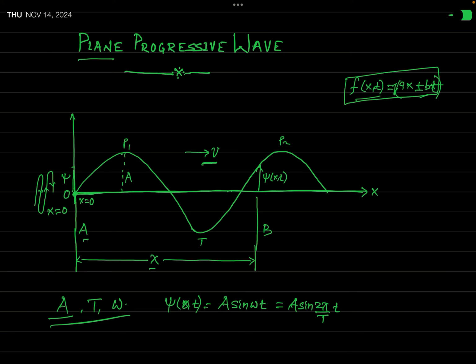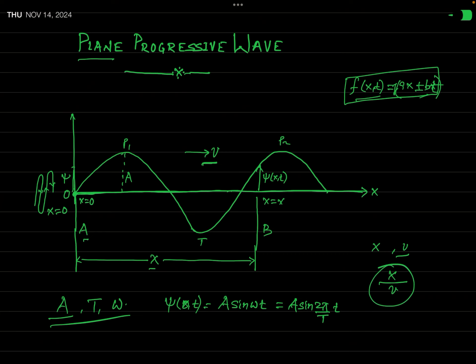Since the wave will move from plane A to B, the distance covered by it is x, and it is moving with velocity v, which is constant. Since we assume that our medium is isotropic and homogeneous, the velocity of this wave v will be constant. So what will be the time taken by this wave in traveling from x equal to 0 to x equal to x? This will be simply distance divided by speed, that is x by v.